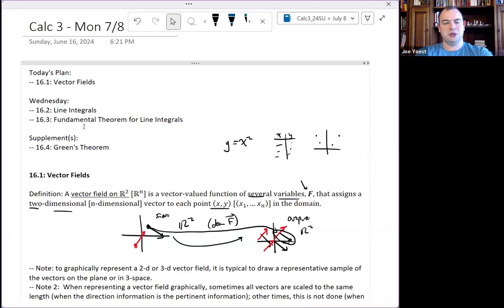So either post an extra supplement sometime on line integrals, or if I feel we can actually get through the material for both on Wednesday, we'll just keep them both on Wednesday. But if I do change anything, and if I'm going to post the supplement on 16.2 or 16.3 tomorrow, I'll let you know. Otherwise, we'll just convene on Wednesday and pick up right where we left off.